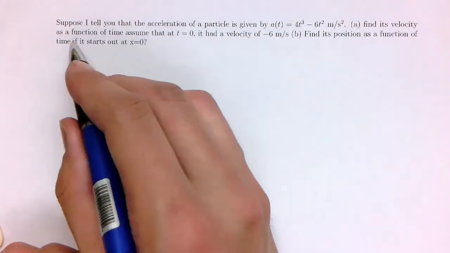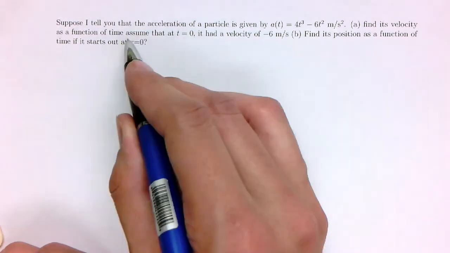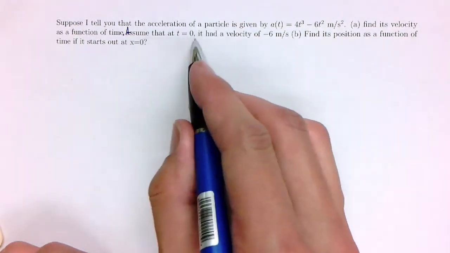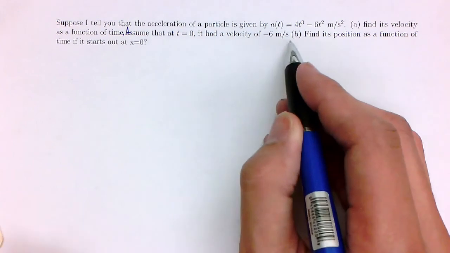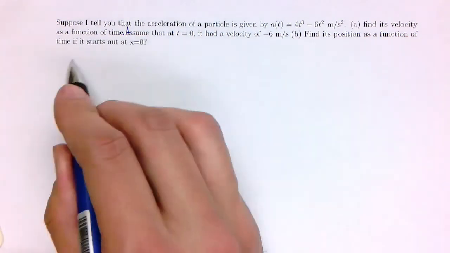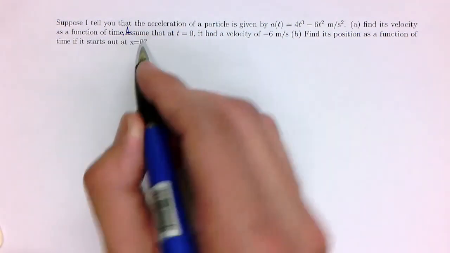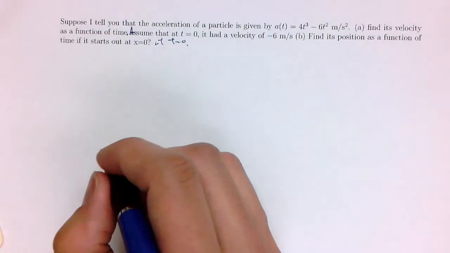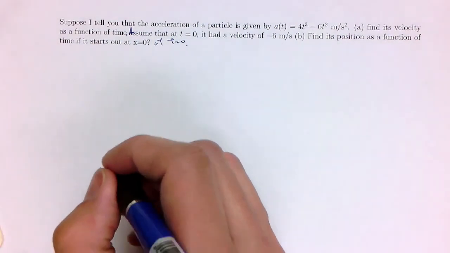Find the velocity as a function of time, assuming that at t equals 0, it had a velocity of minus 6 meters per second. And B, find the position as a function of time if it starts out at x equals 0 at t equals 0. All right, well, hopefully that will clear things up. So let's just do it.